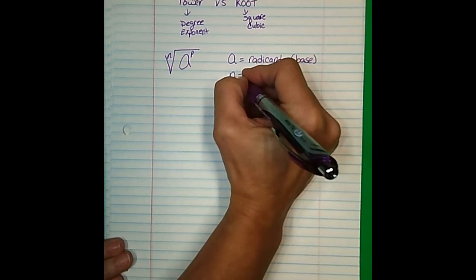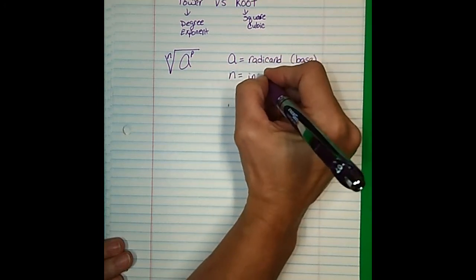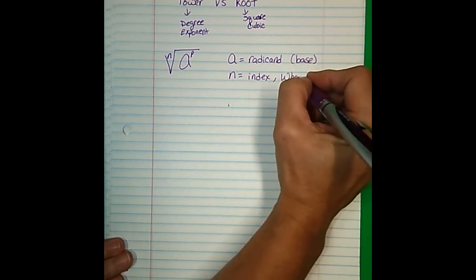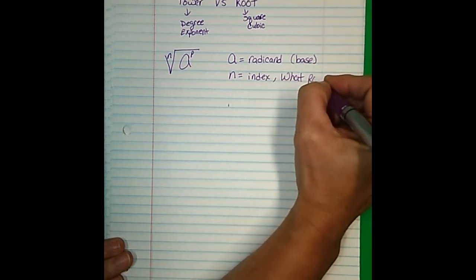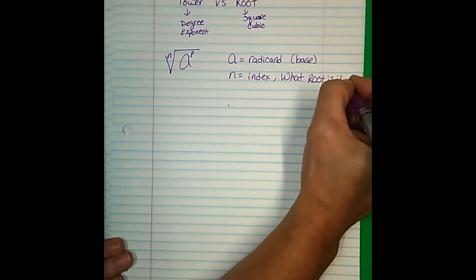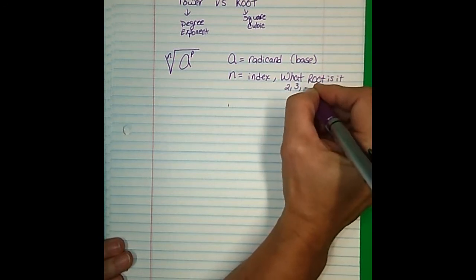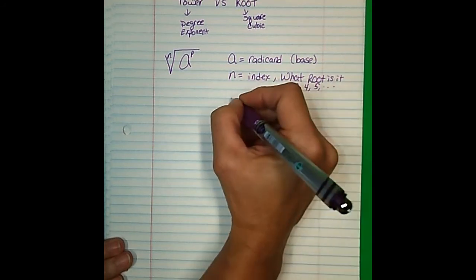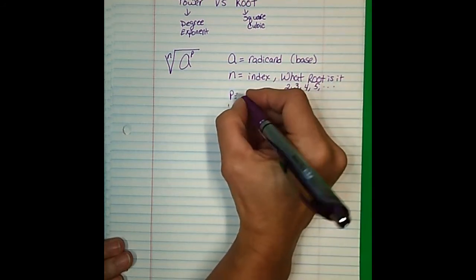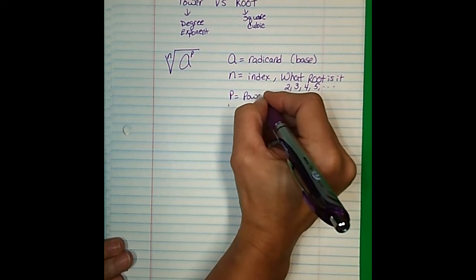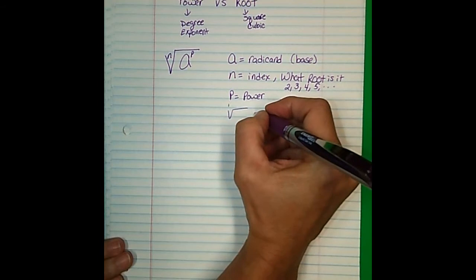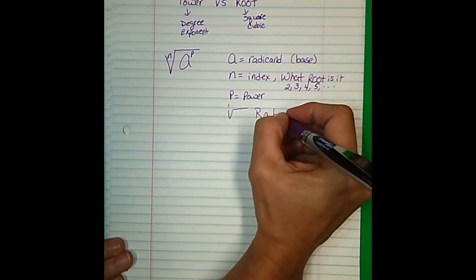My n is going to be called the index, meaning what root is it? Square root, cube root, square, cube, fourth, fifth, dot, dot, dot. The p is my power, so it's whatever it's raised to. Sometimes it's just 1. And this thing here is called the radical.